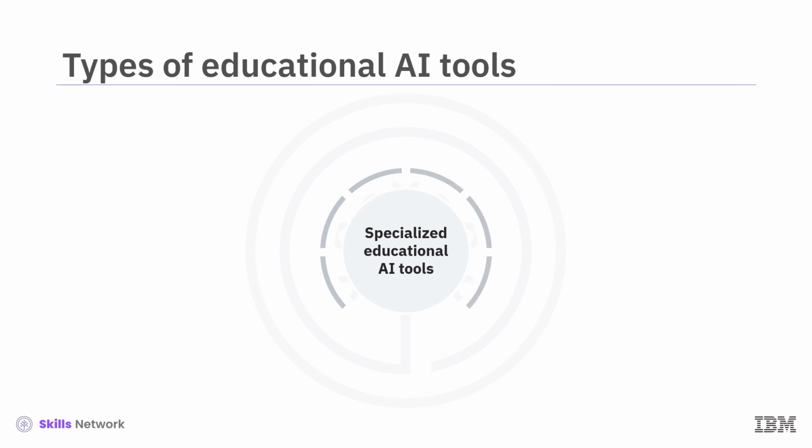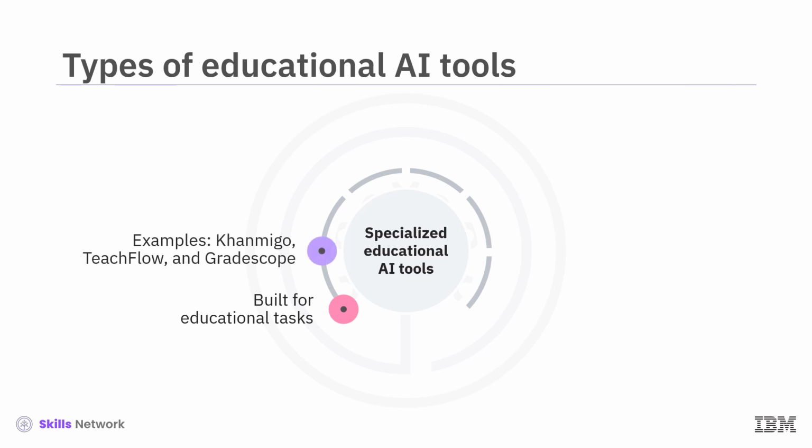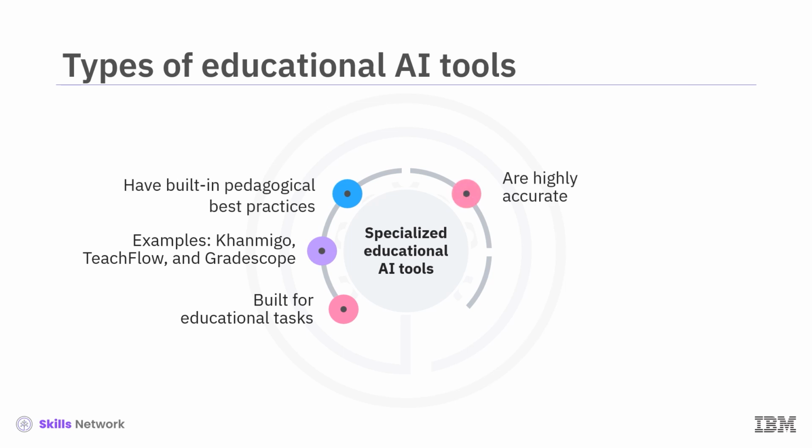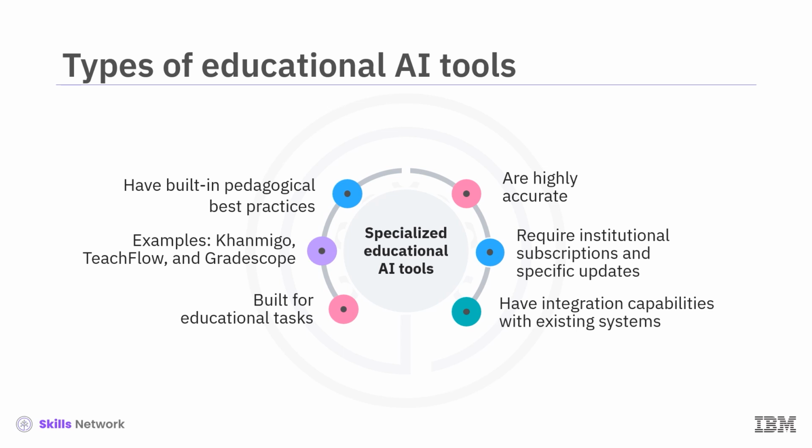Specialized educational AI tools are purposely built platforms designed specifically for educational tasks. Examples include Khanmigo, TeachFlow, and Gradescope. These tools have built-in pedagogical best practices and are highly accurate in specialized domains. They often require institutional subscriptions and regular education-specific updates. Some of these tools can be integrated with existing educational systems.